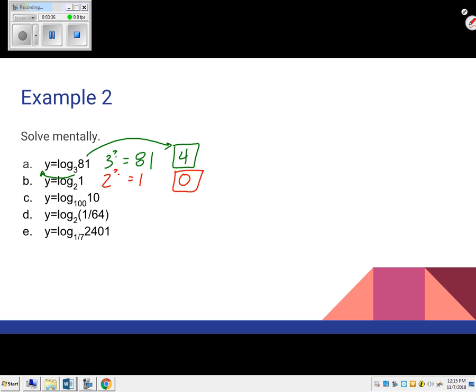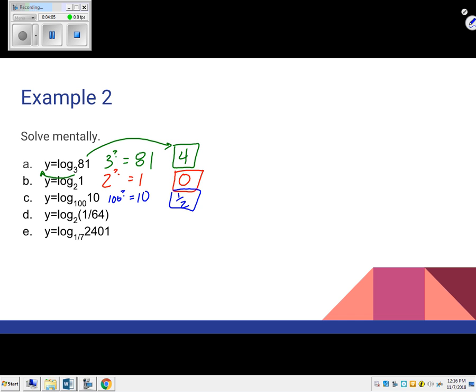On part C, I got a little bit harder. 100 raised to what power gives me 10? Well, the square root of 100 is 10, and the square root as a rational exponent would just be 1/2. And so 100 raised to the 1/2 gives me 10. If you don't believe me, type that in your calculator and see if that comes out.